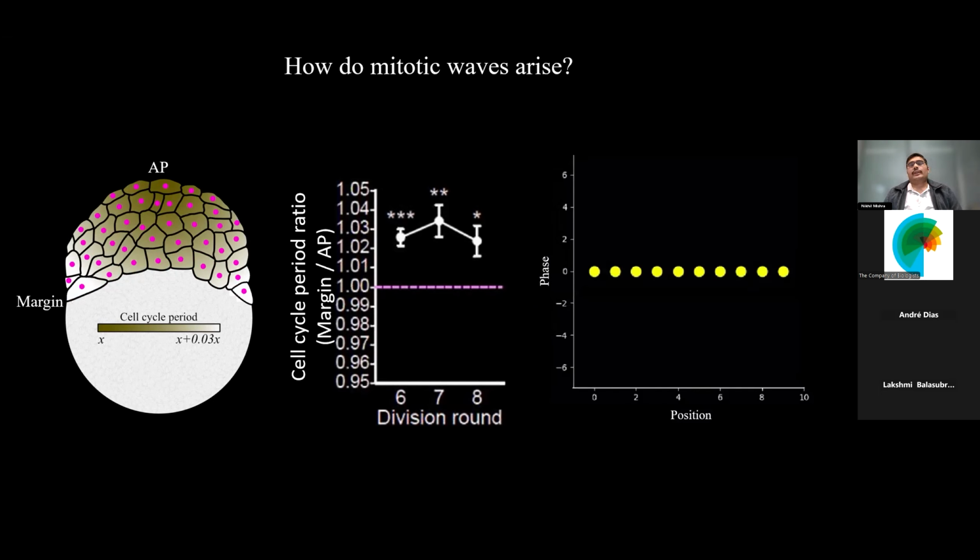pole. Now, 3% doesn't sound like much, but if we imagine, let's say, 10 cells here along a 3% cell cycle period gradient, and if they start off oscillating with the same period, what you'll see is after a couple of oscillations, they appear to form a wave. And this is the kind of wave that we also see in the case of zebrafish embryos.